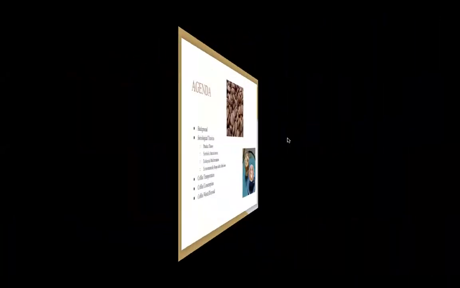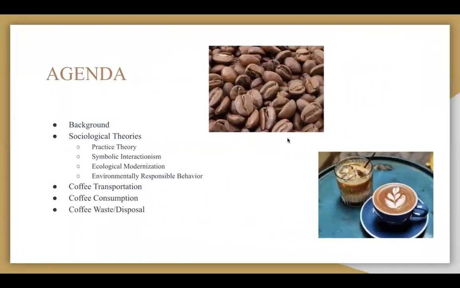These are the list of topics we will go over throughout the presentation. To begin, we will go over the background of coffee, then we will cover the sociological theories that are involved with coffee and the process of making coffee. These theories include practice theory, symbolic interactionism, ecological modernization theory, and environmentally responsible behavior. And the rest of the topics covered would be coffee transportation, coffee consumption, and coffee waste or disposal.